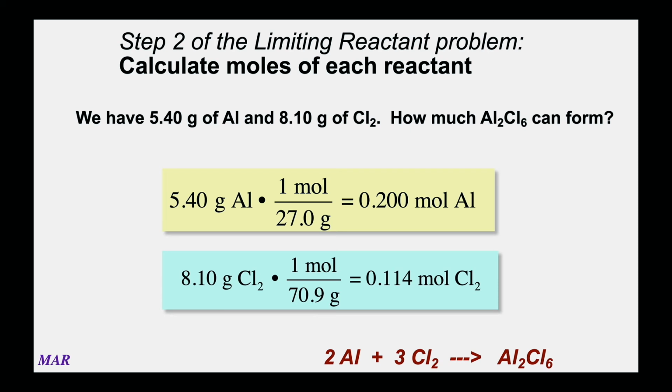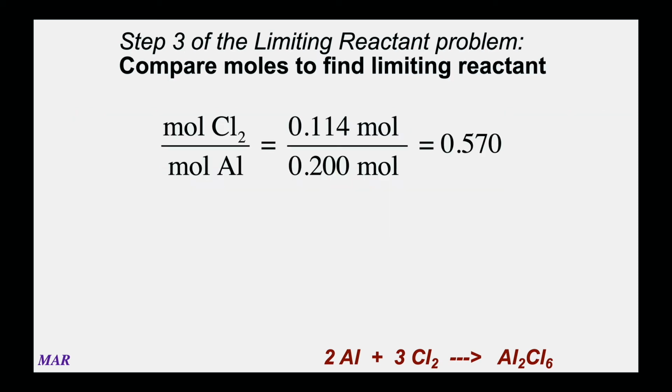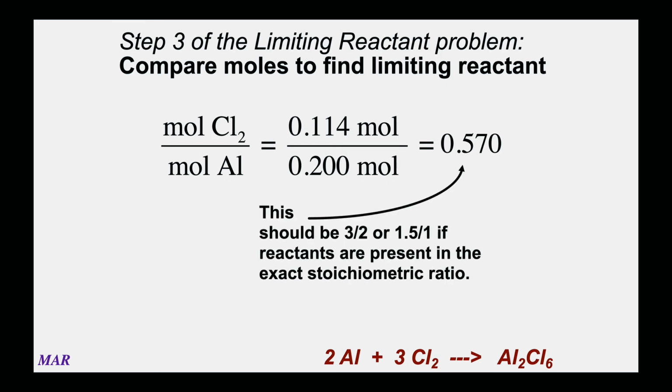And now with this ratio method, we're going to find moles of chlorine over moles of aluminum. If you do that, the actual numbers we just calculated, moles of chlorine over moles of aluminum, 0.570. It's a value which is less than 3 over 2.